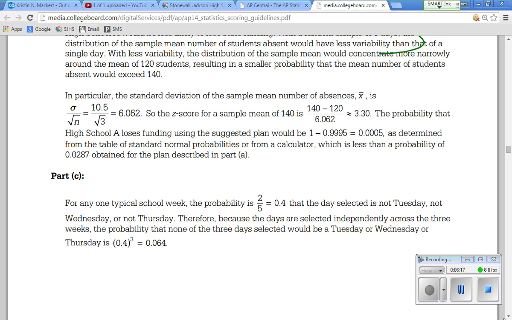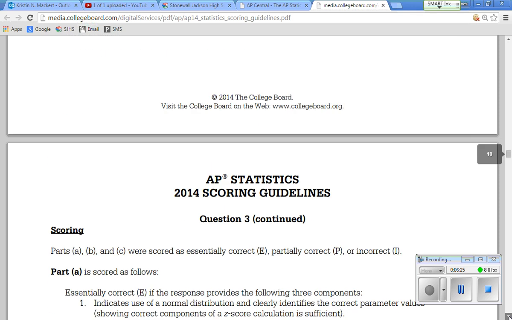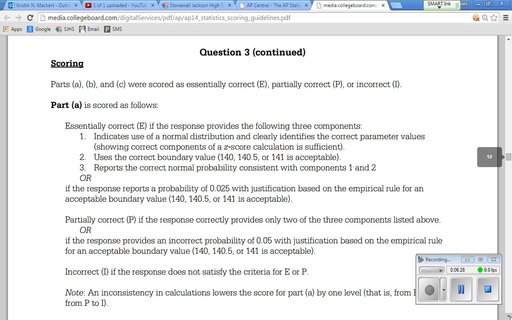But do you remember all this stuff, right? Did you remember to divide by the square root of the sample size, that kind of thing? Let's see how it was scored. A, B, and C, so it's divided into 3 parts. And each part, A, B, and C, was graded as an E, P, or I, essential, partial, or incorrect.